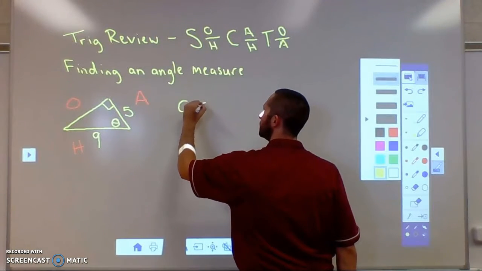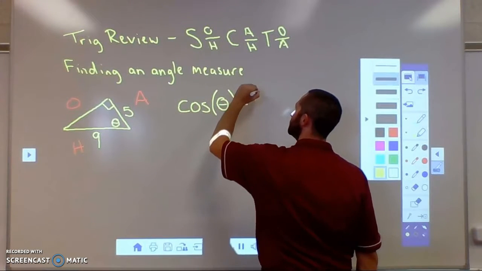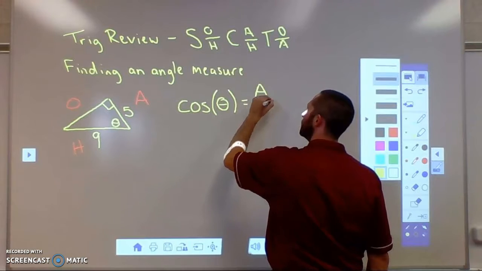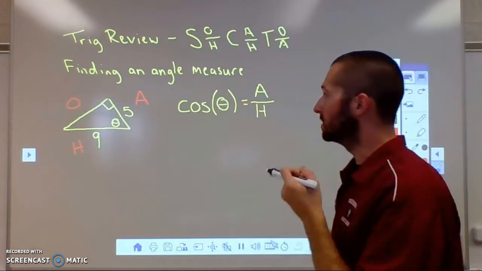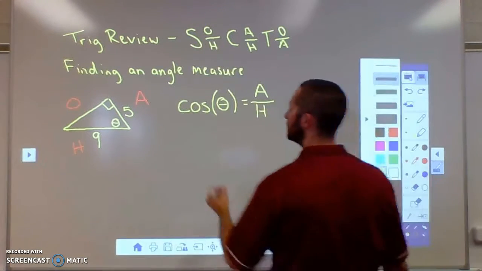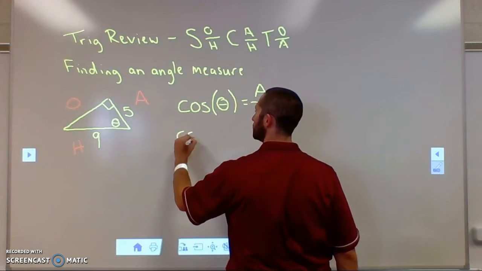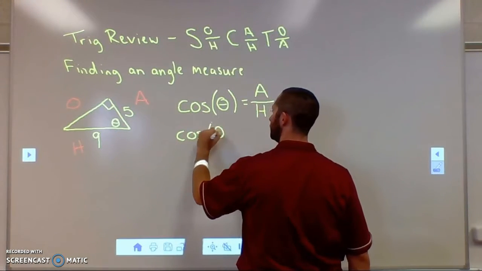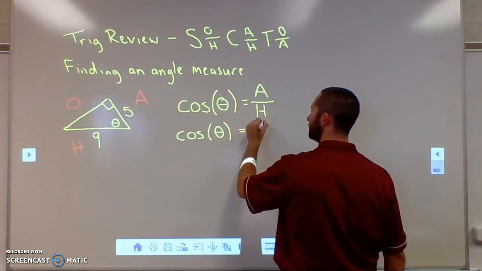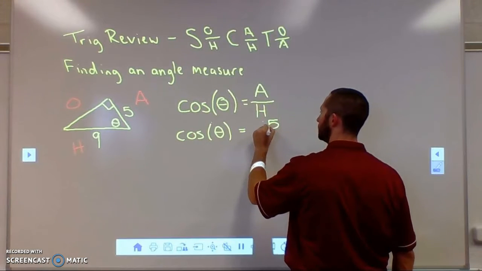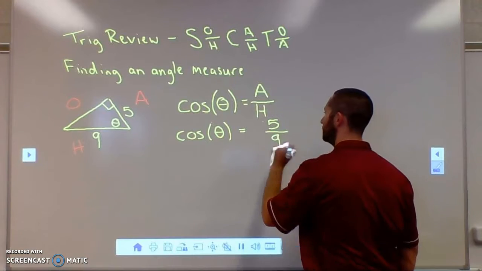Cosine of my angle equals the adjacent side length over the hypotenuse. All right, I'm going to substitute in my known values. Cosine of our unknown value, theta, equals the adjacent side length, which is 5, over the hypotenuse side length, which is 9.